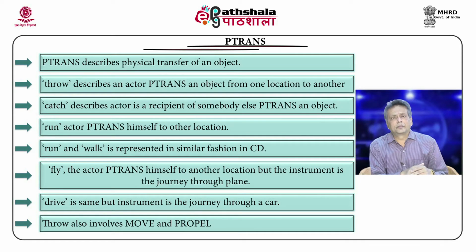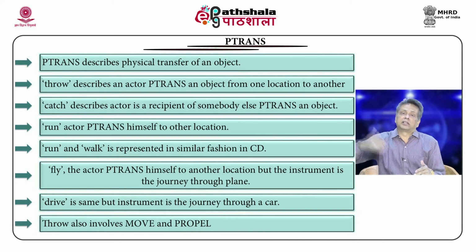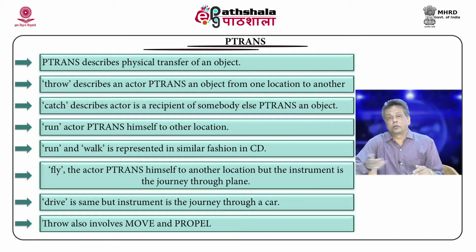There are a lot of others. For example, fly is also an example, or drive is an example of P-transing, changing location. But there are other things associated. These verbs are a little more complex, so there is more than one thing involved. For example, throw also involves moving of a body part, which involves the other primitive we talk about later, called moving a body part. Similarly, fly also involves something else happening. Fly means you took a plane to reach that place. So, that is the additional information. When you represent fly, you have a few other things in addition to P-trans.